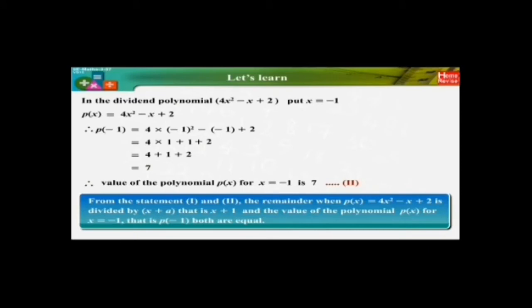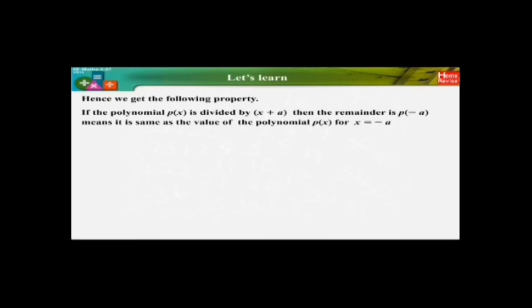From statements 1 and 2, the remainder when P of x is equal to 4x square minus x plus 2 is divided by x plus a, that is x plus 1, and the value of polynomial P of x for x is equal to minus 1, that is P of minus 1, both are equal. Hence we get the following property. If the polynomial P of x is divided by x plus a, then the remainder is P of minus a, means it is the same as the value of the polynomial P of x for x is equal to minus a. This is known as the remainder theorem.